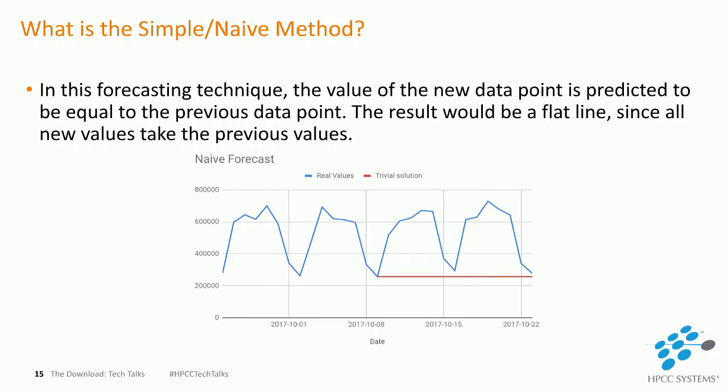So now we're going to start with a simple forecasting method called the naive or trivial solution. The simple or naive method is a forecasting technique where the value of the new data point is predicted to be equal to the previous data point. The result would be a flat line, since all new values take the previous values. From what we saw, the trivial solution is a really powerful tool for predicting one data value in advance, but the trivial solution begins to have trouble for multiple day forecasts. This can be seen in the graph below. The blue line is the actual data, and the red line is a naive solution. And we chose to show a particularly bad place in the data to use the naive forecast to demonstrate its weaknesses. And now we will look into some more advanced methods.